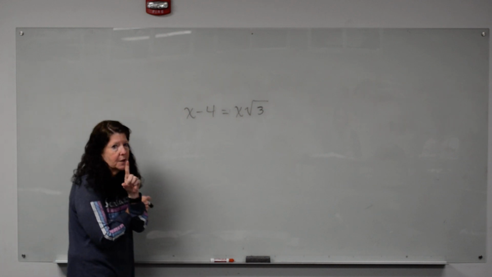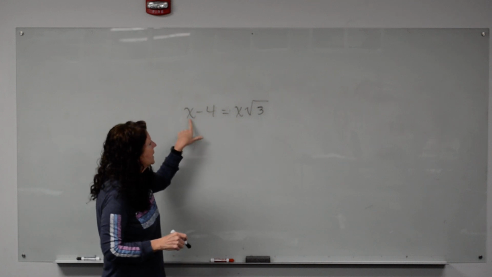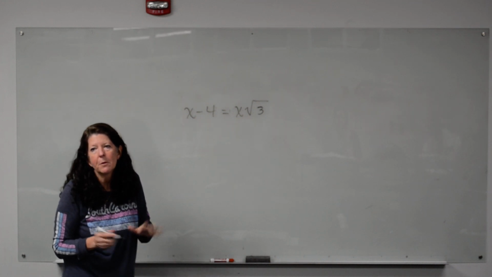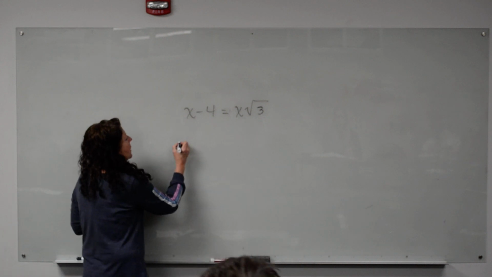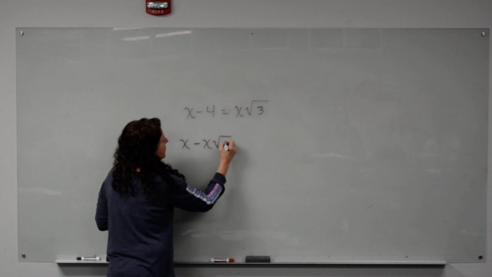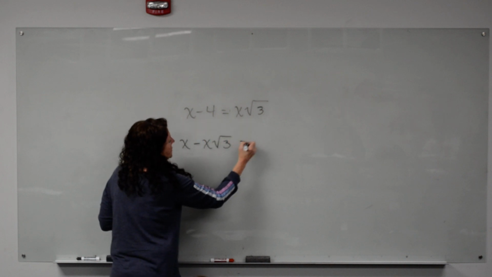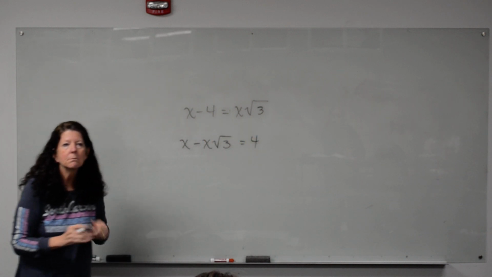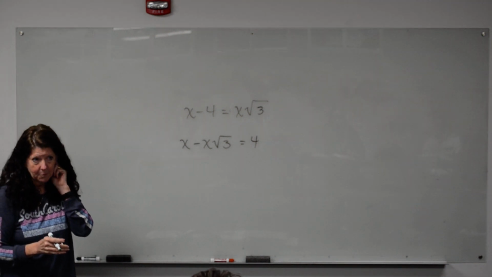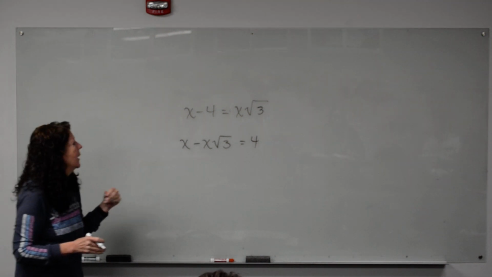Okay, so let's do it this way. I have an x here and I have an x here. So let's put those on the same side. Okay, before we worry about the square roots. So I'm going to go x minus x on the square root of 3. And then let me take that 4 to the other side. So I'm just going to rearrange it. Okay, you with me so far? Okay, y'all look more with me now. So maybe this would be a better way to do it.